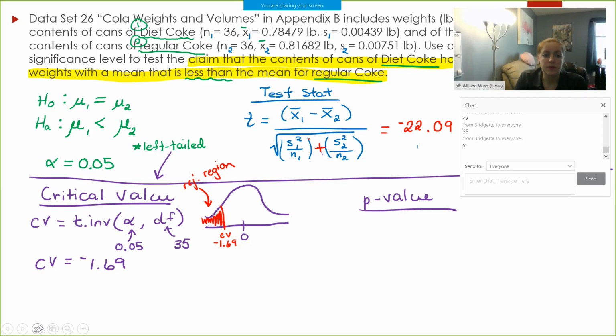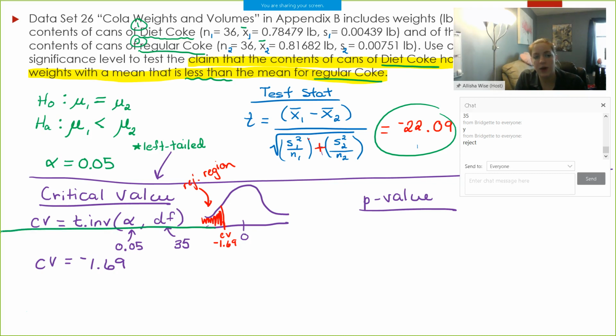This tells us that the rejection region starts there. So if our test statistic falls into that rejection region, we reject the null hypothesis. If it doesn't, we do not reject the null hypothesis. So, do we reject our null hypothesis? Bridget says yes, we need to reject it, and that is correct because our test statistic is negative 22. If you were to draw this number line, our test statistic would be way over here in the rejection region.